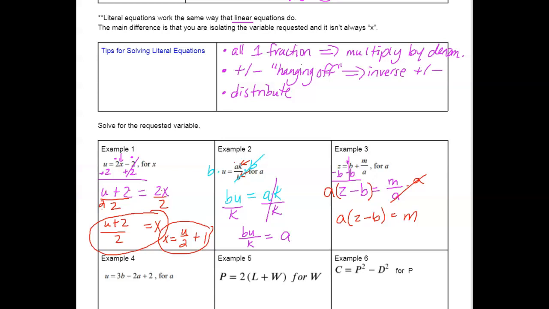So all I really need to do, since those are being multiplied, is divide by these together. And then those cancel, and so we're done. A equals M divided by Z minus B. And there were other options to get that alone. I just chose one to show you.